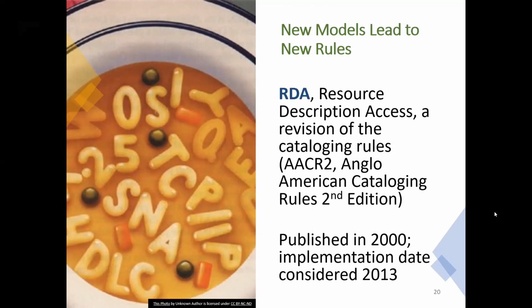When you do original cataloging, if you create an original record, a record that's not already in OCLC, or not already in your system, are you following RDA? If you are, you have implemented RDA.